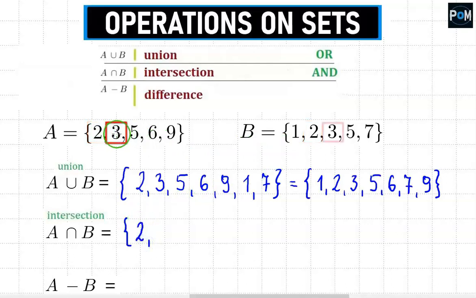Furthermore, the 3 from this set is here and there, so 3 is also in the intersection. 5 is here, and 5 is also here, so 5 fits in the intersection as well. 6 is here, indeed, but there's no 6 here, so in the intersection, there won't be either 6 or 9. Likewise, because 9 is only here. And we won't take the 7 from set B either, because 7 is only in set B, just like 1. The intersection would be these three elements.